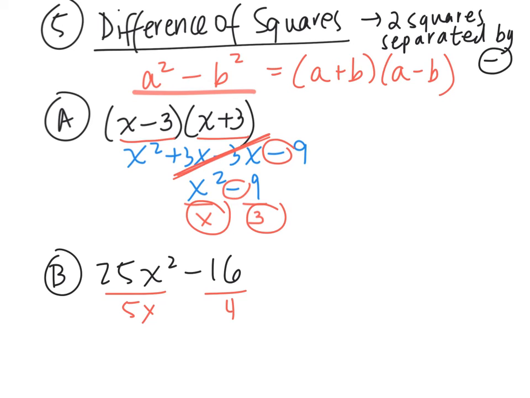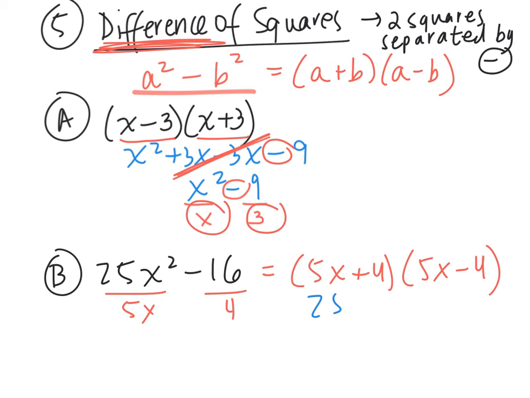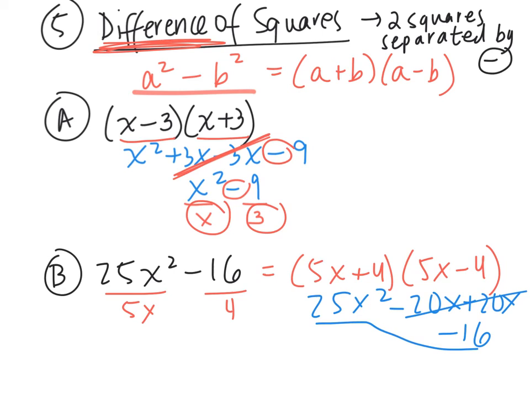So I do have 2 squares, and now do I have a difference? Are they separated by a minus sign? They are. So then this is cake. All I do is 5x plus 4, 5x minus 4. Now, if you want to check, you distribute out. So this becomes 25x squared minus 20x plus 20x minus 16. And I'm left with 25x squared minus 16, which holds. Difference of squares. Cake, cake, cake, cake.